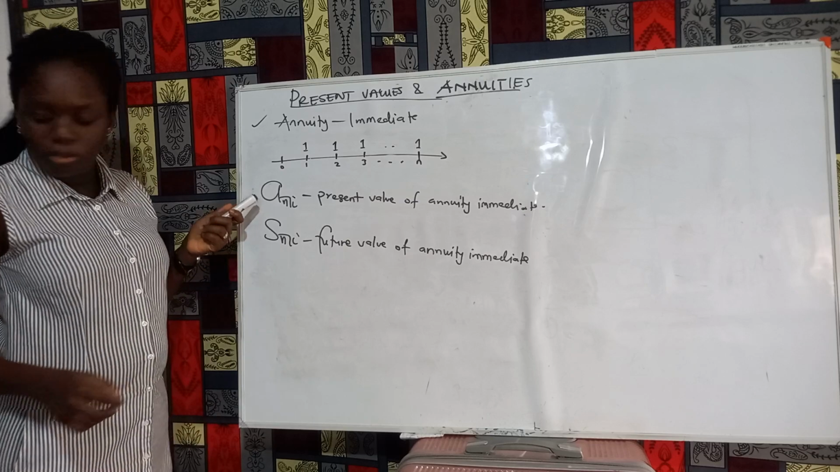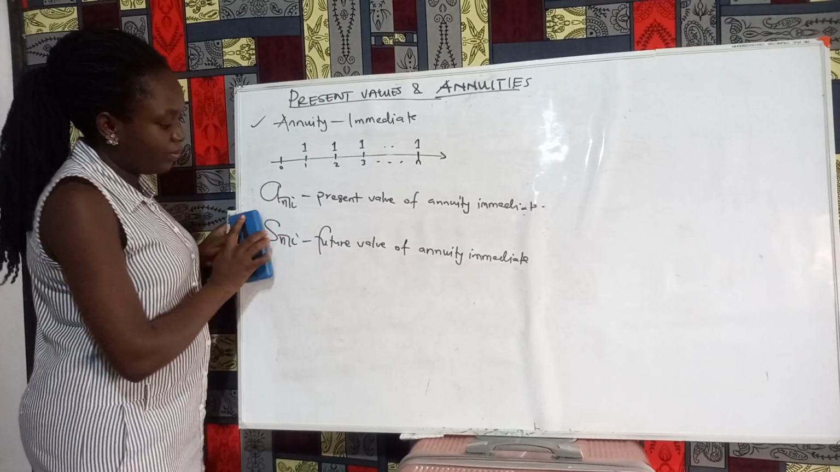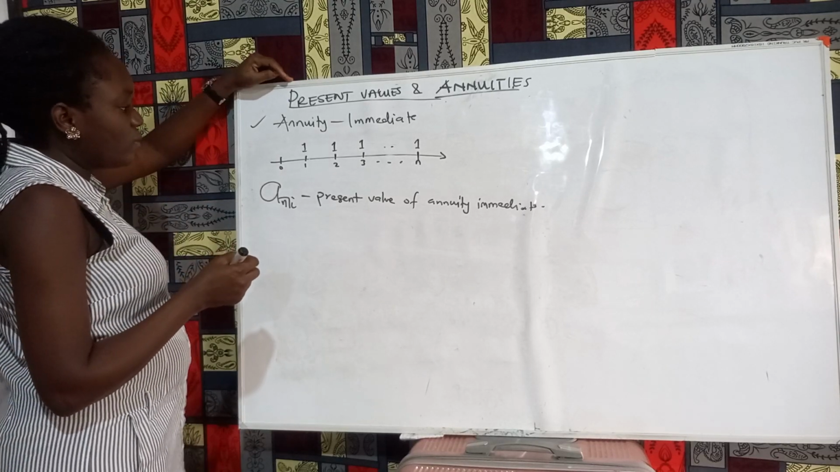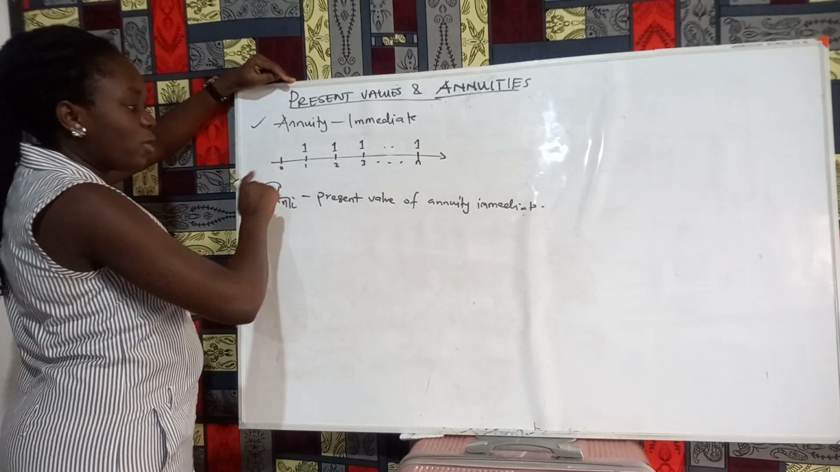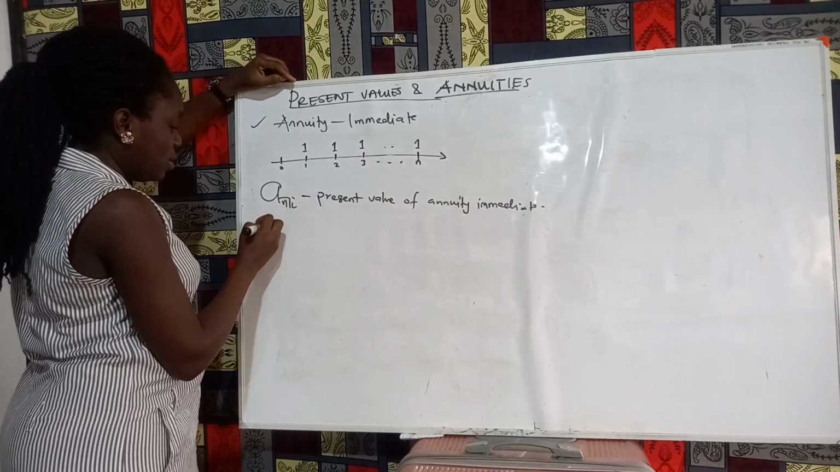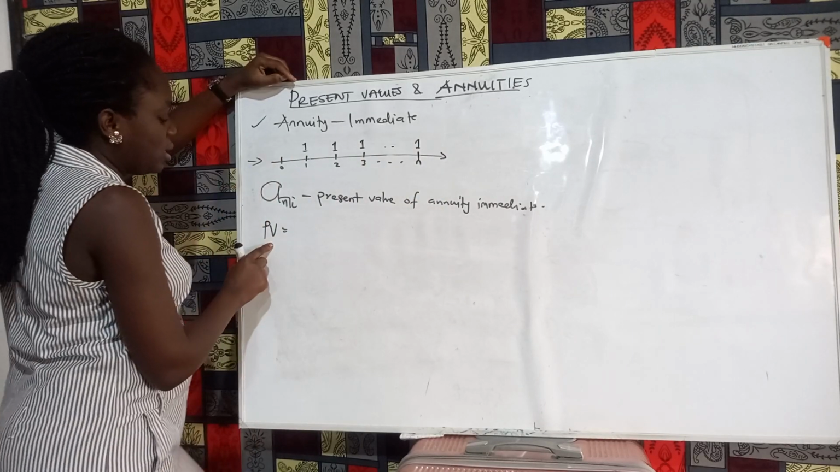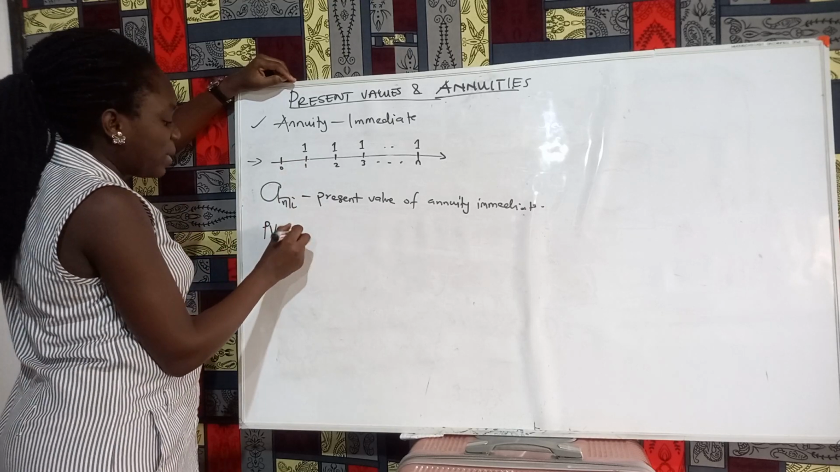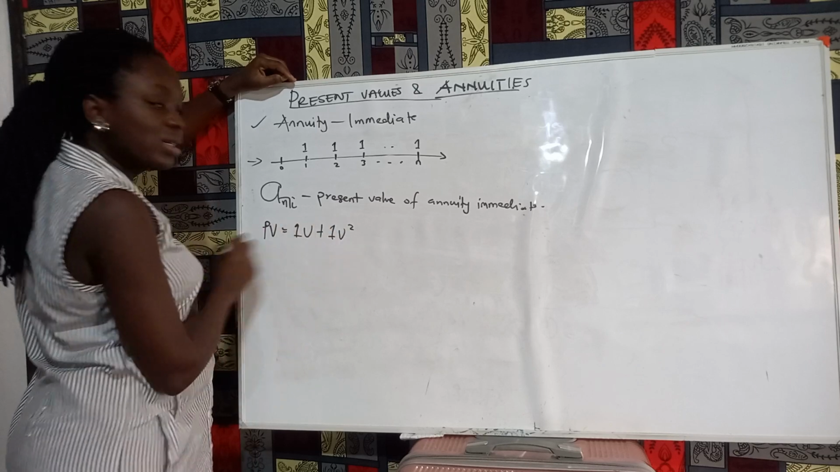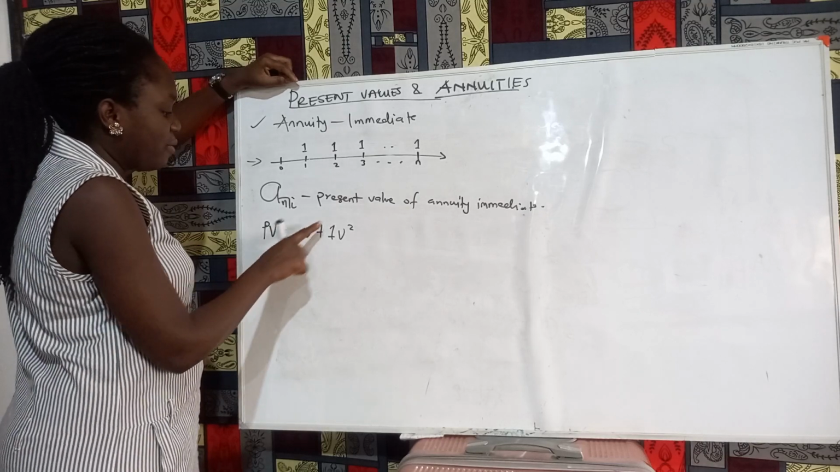Right, so what is the formula for the present value of an annuity-immediate? Consider this annuity: the present value of this entire series, where 1 is paid at time 1, is 1 times V, plus 1 times V squared. Allow me to remove the 1s, because 1 times any variable is just the same variable.